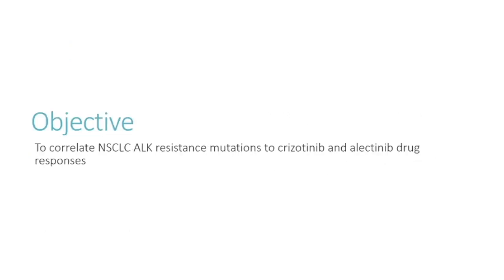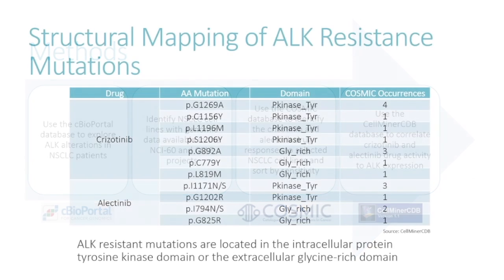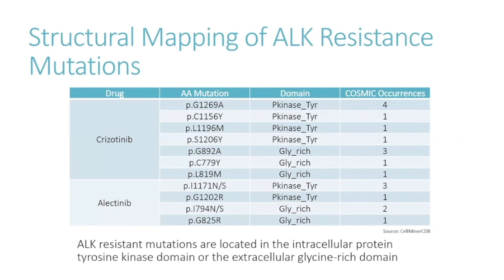Therefore, the objective of this project is to correlate non-small cell lung cancer ALK resistance mutations to crizotinib and alectinib drug responses. cBioPortal, COSMIC, and CellMiner CDB are the online databases used in this project. These results show that ALK resistance mutations are located in the intracellular protein tyrosine kinase domain or the extracellular glycine-rich domain of the ALK gene.